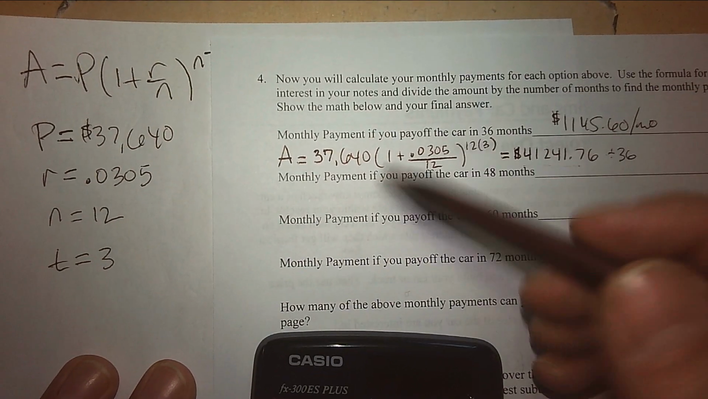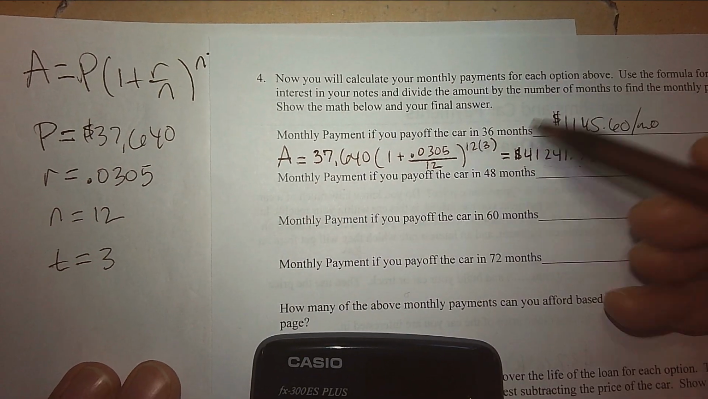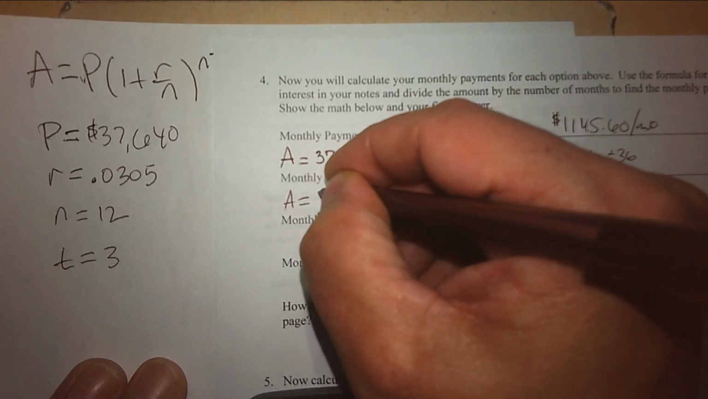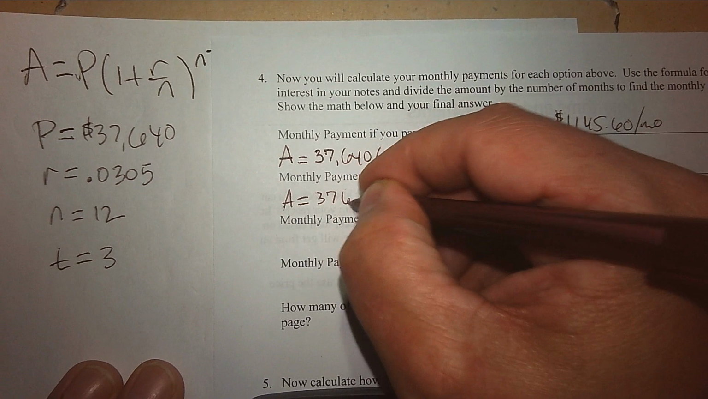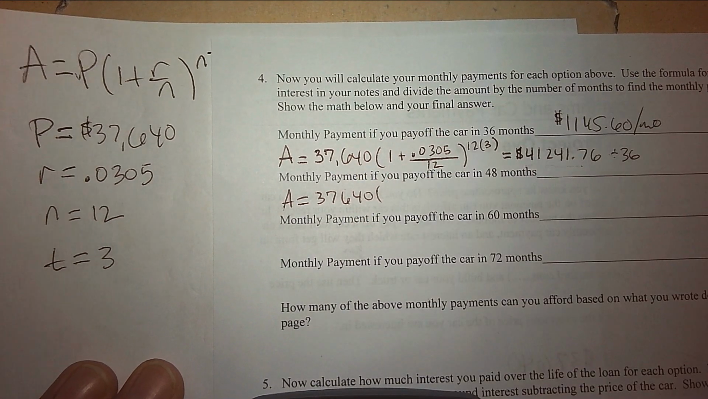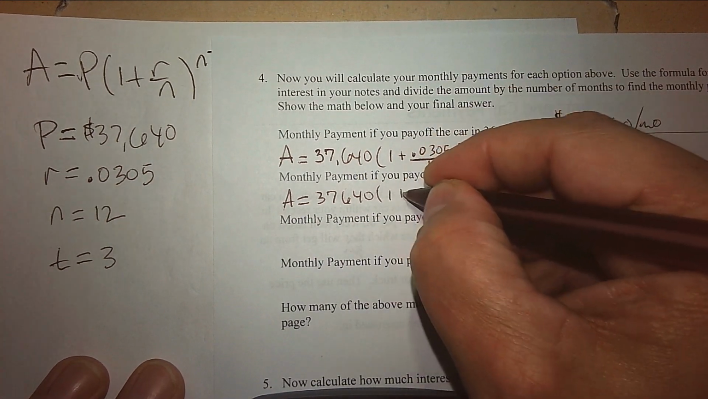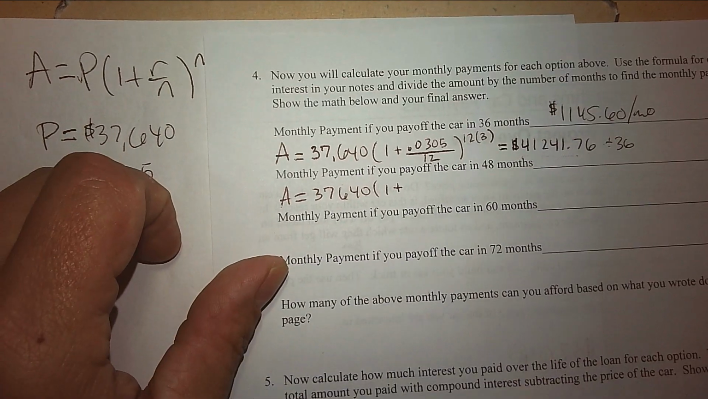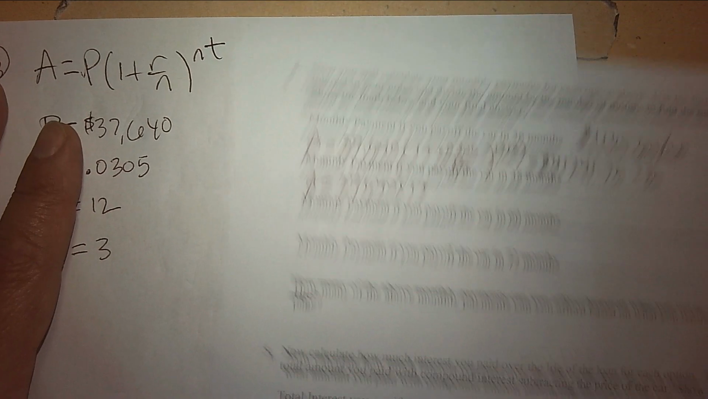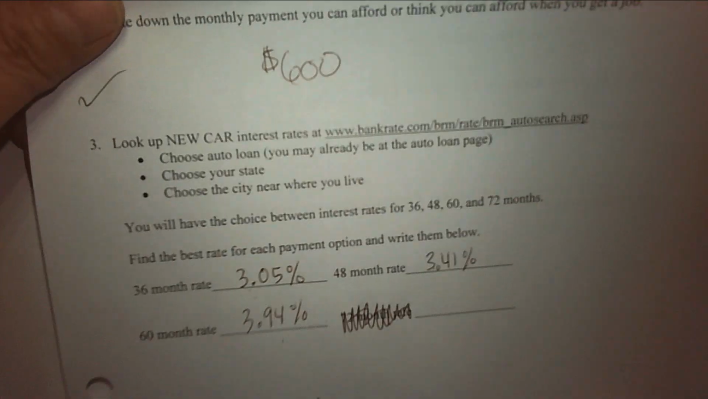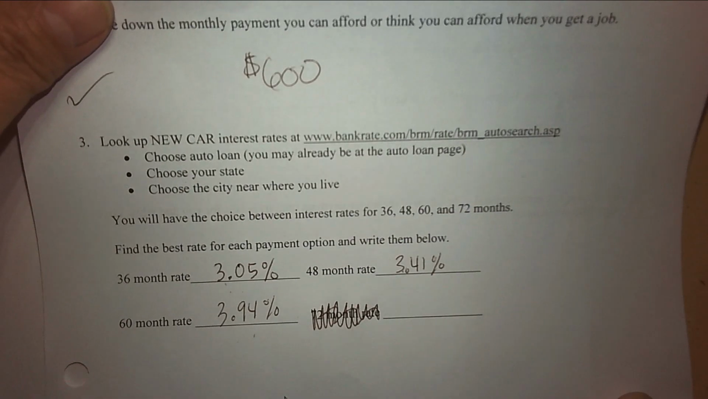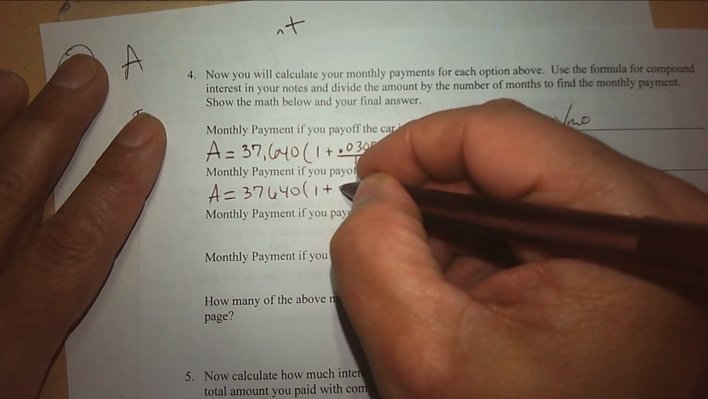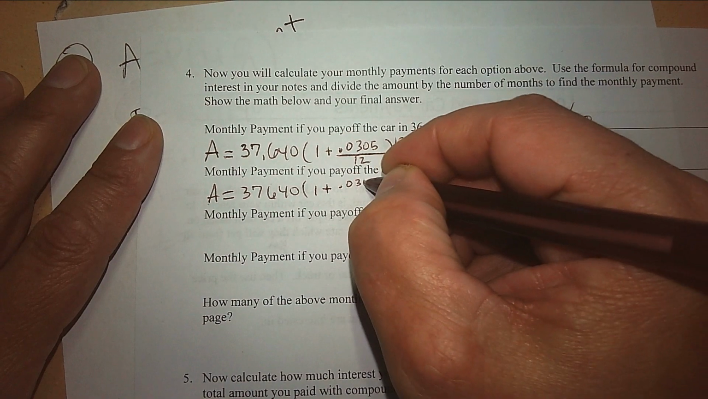Now it says, what will your monthly payment be if you did a 48-month loan? So how will it change? We're using the same formula. So how much was my truck again? Now my interest rate has increased. What is my new interest rate for 48 months? That's on the other side. 3.41. How do I write that as a decimal? 0.0341.